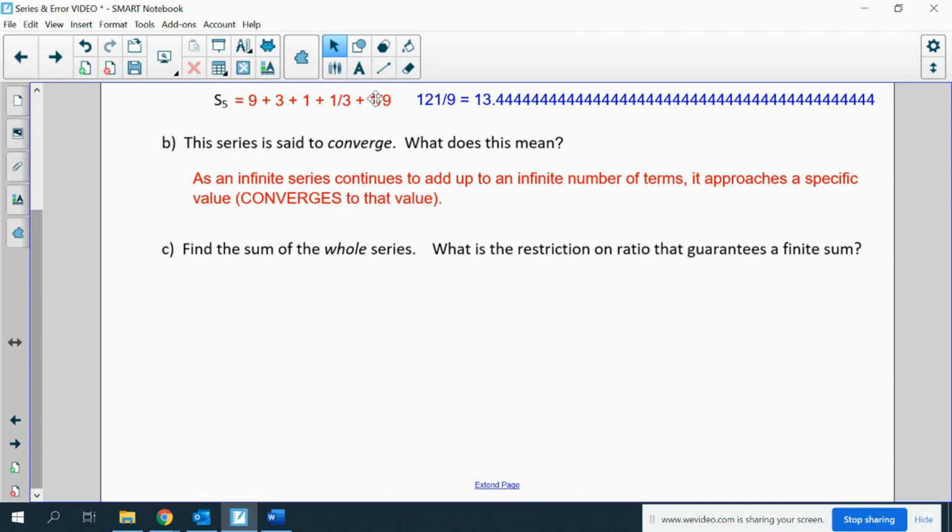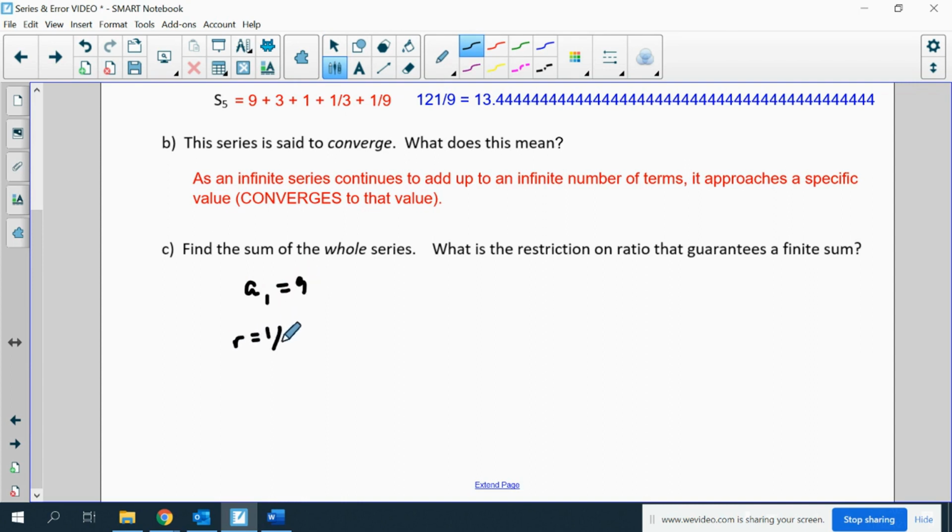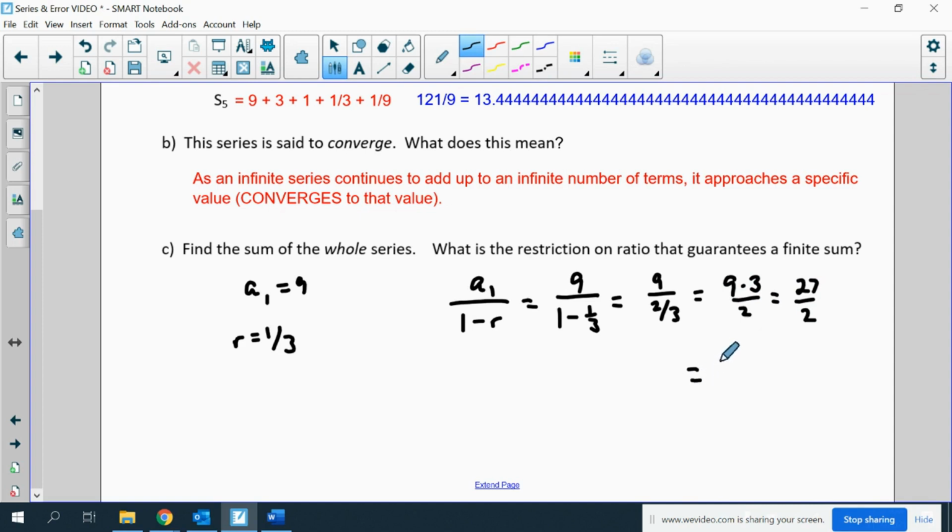So now we're going to find the sum of the whole series. So A1 was 9 and R is a third. So A1 over 1 minus R is 9 over 1 minus a third, which is 9 over 2/3, which is the same thing as 9 times 3 divided by 2, or 27 halves, or written as a decimal, 13.5.